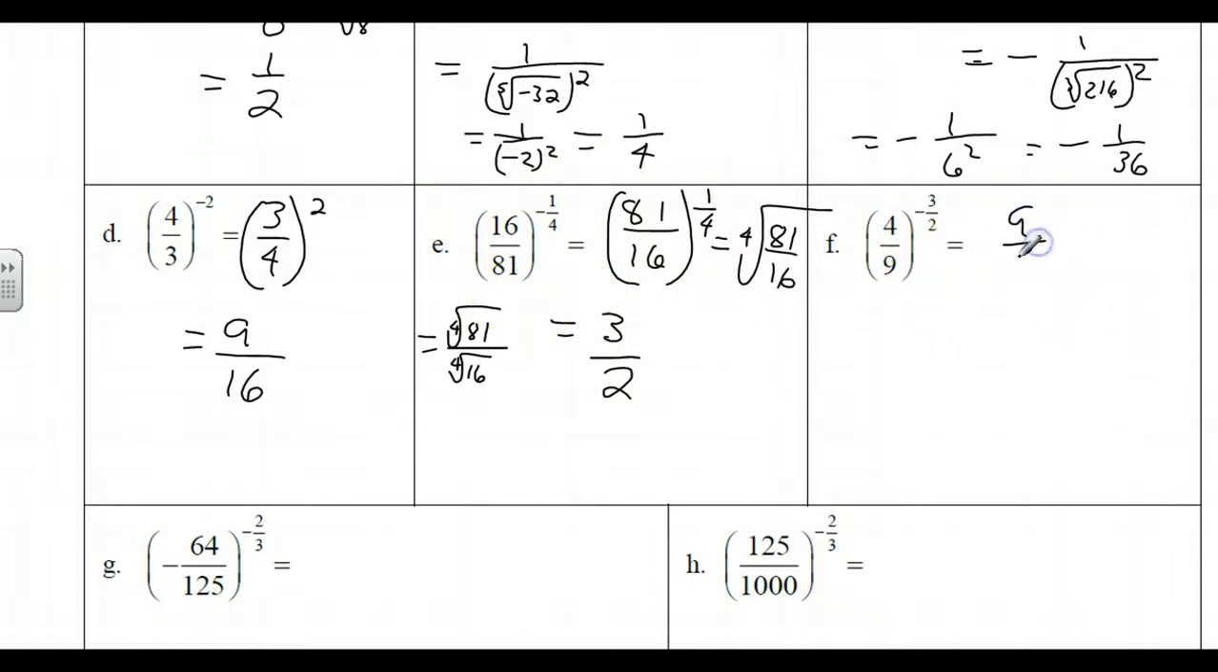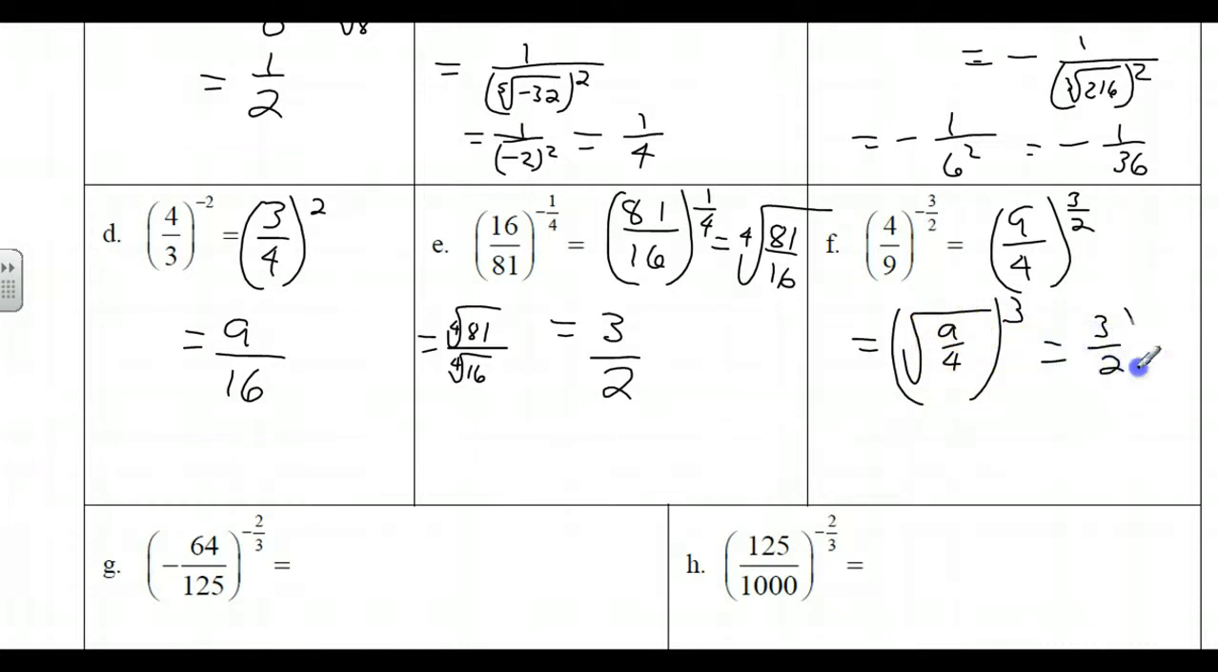4/9. Okay, it's a fraction to a negative exponent. We take the reciprocal and we turn the exponent positive. It's the square root of this cubed. So it's the square root of 9/4, then cubed, or we have to cube these, and I don't want to do that. We don't need 729 over 64. So we'll take the square root of this, which is 3 over 2, and then cube it, giving us 27 over 8.